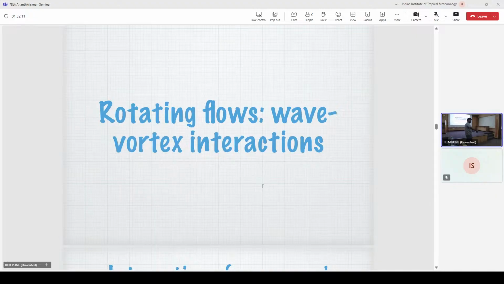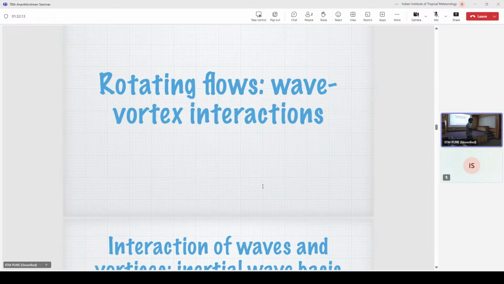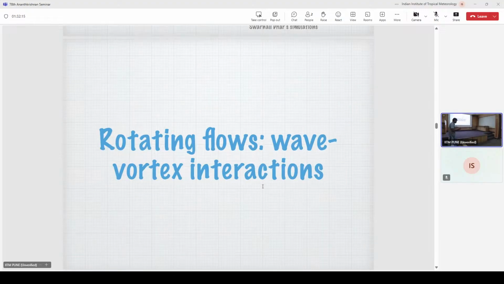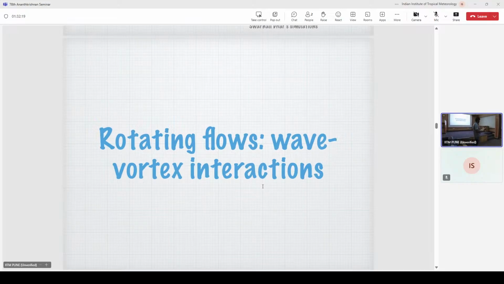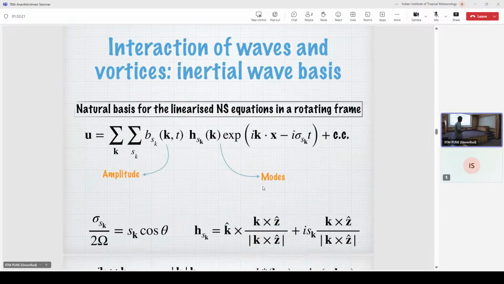So this is the basics of rotating flows. Now let's try to understand. What we've shown is that you have these waves and vortices which are both present. How are they going to interact, right? So can we derive a formalism in which we can understand how they are going to interact?